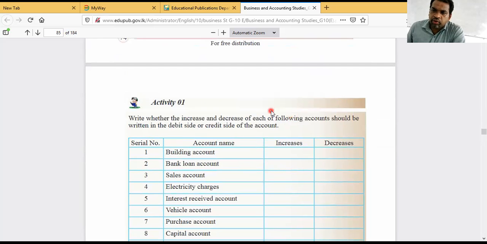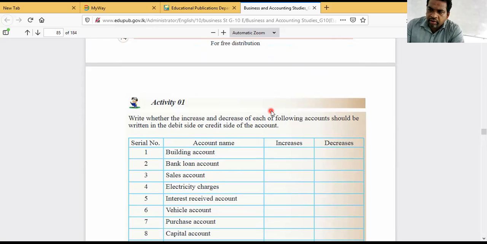Right, now we understood something about dual impact of business transactions, double entry principles, and how you can record business transactions by using double entry principles in your ledger. In the ledger, we can have 5 types of accounts. They are asset accounts, liability accounts, income accounts, expenses accounts, and capital or equity accounts.